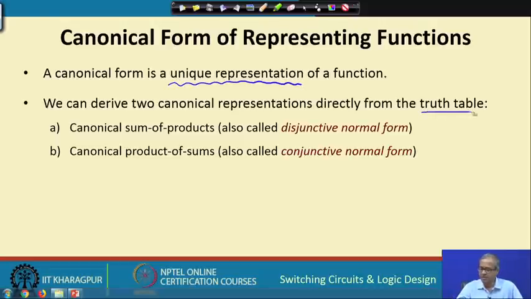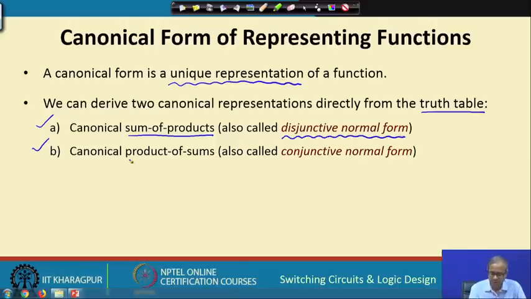Given a truth table, from the truth table we can directly arrive at two different canonical forms. One is called canonical sum of products, which is sometimes also known as disjunctive normal form, or a product of sum terms, which is called conjunctive normal form. You see, normal form is a term which is used in propositional calculus, which refers to some kind of canonical representation, some kind of a unique form of representation. Okay.